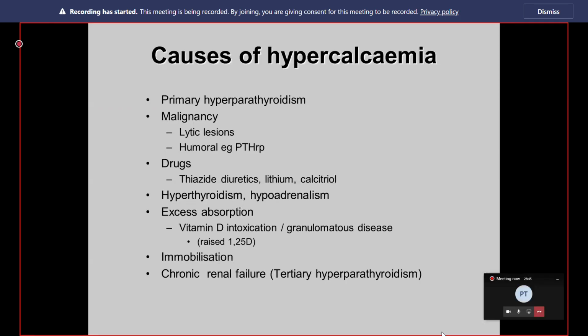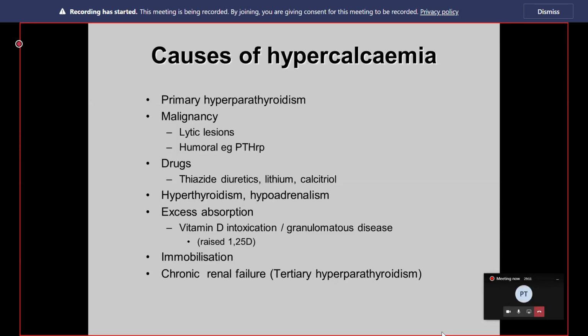Some of the drugs which are important to exclude are thiazide diuretics, which retain calcium in the kidneys, lithium, which can stimulate PTH and in the long term cause primary hyperparathyroidism, and calcitriol, which is the activated form of vitamin D, which can cause increased calcium absorption in the gut.